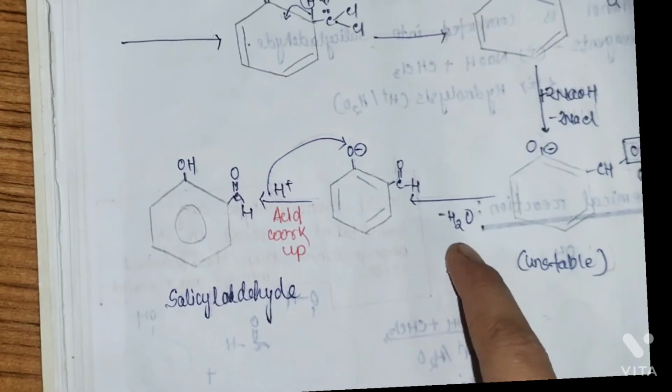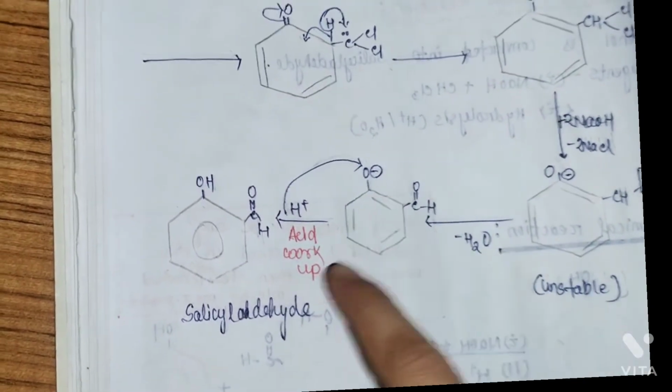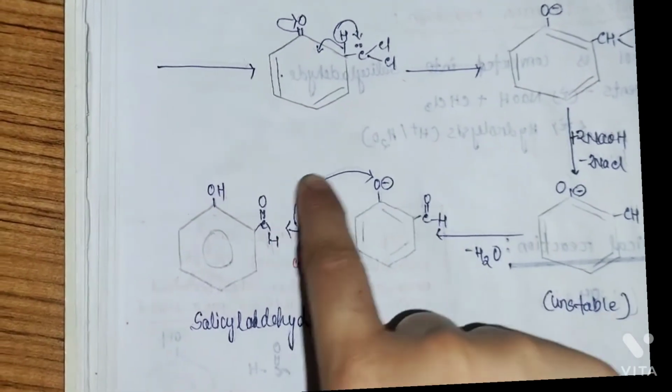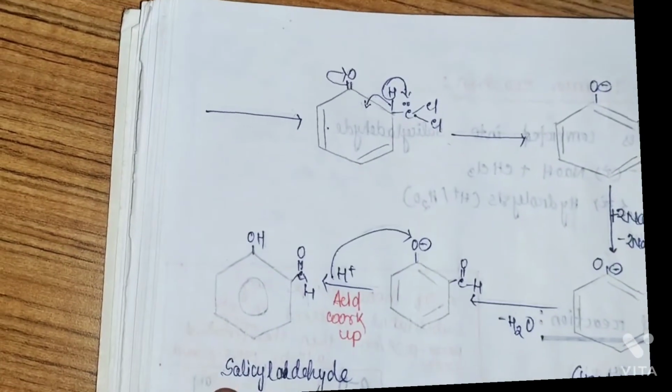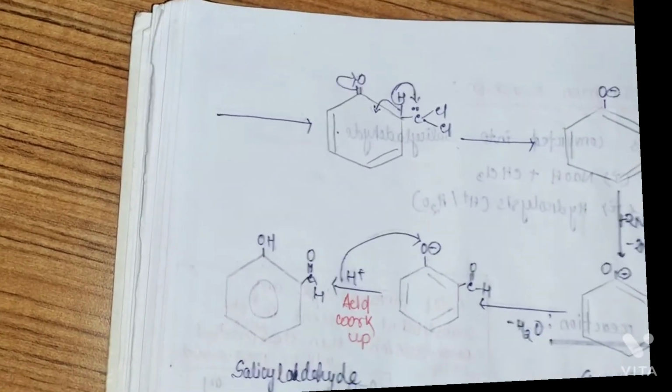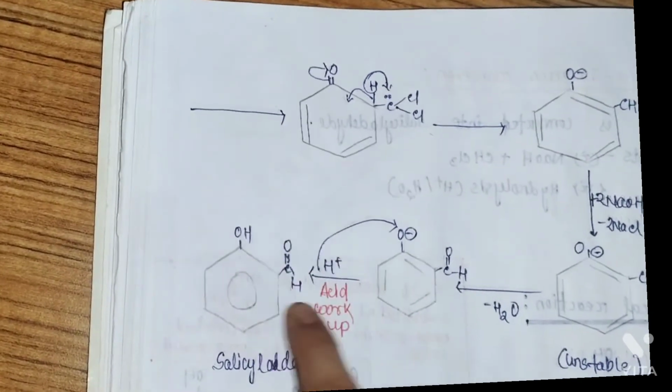After removal of water, this will be the compound. Now what will happen? The H plus ion will again attack the oxygen and this will be the product, that is salicylaldehyde. This is the aldehyde H because this is an aldehyde group.